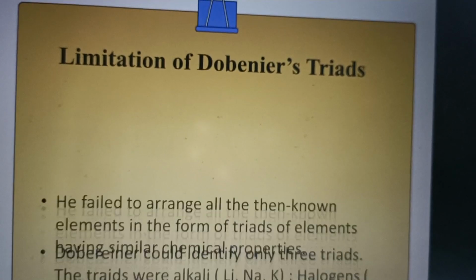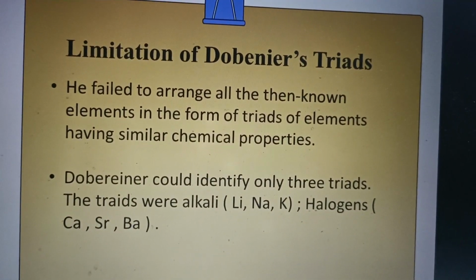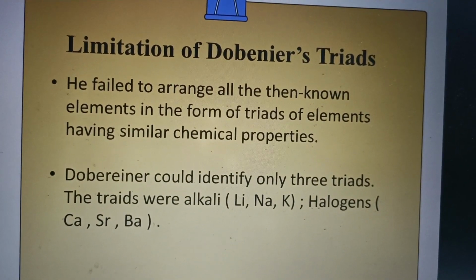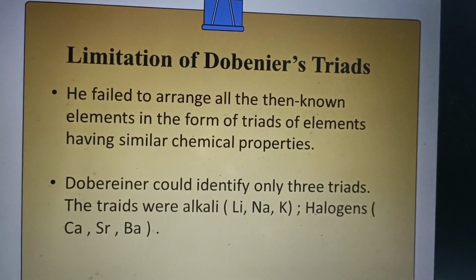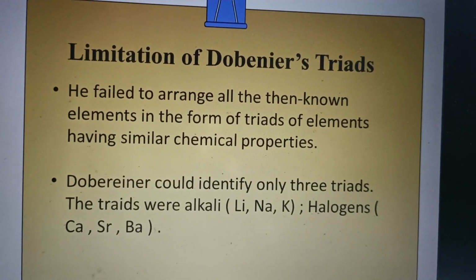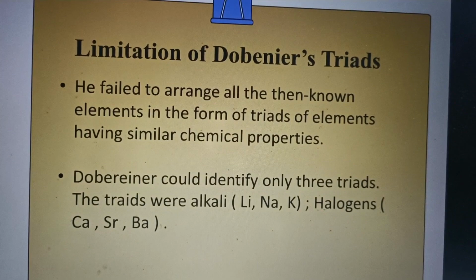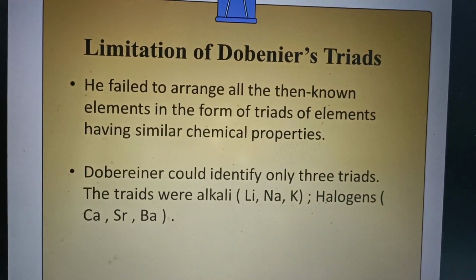For everything there are pros and cons. Similarly, there are some limitations of Dobereiner's triad. Let's see them. First, he failed to arrange all the known elements in the form of triads. He could only identify 3 triads: lithium, sodium and potassium, then the halogens, and then calcium, strontium and barium. These are the only 3 triads of the known elements he could classify.